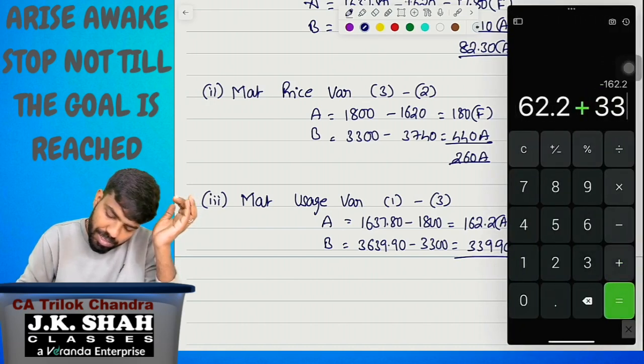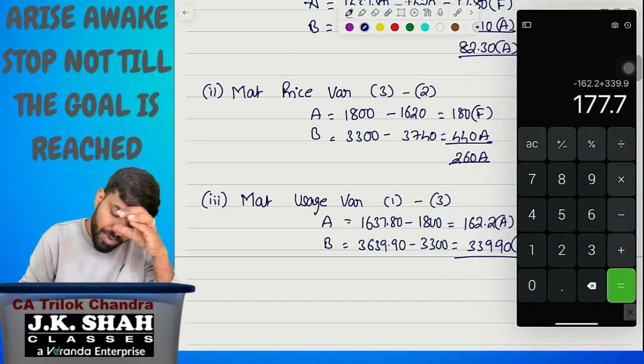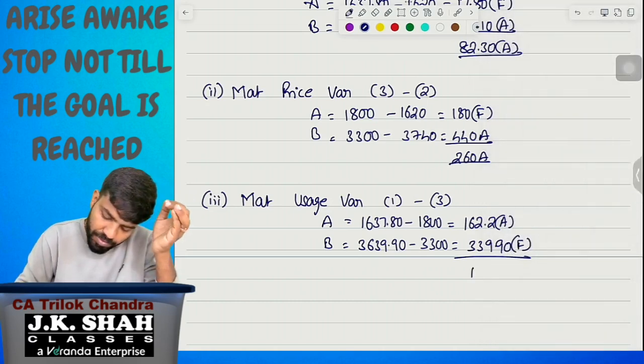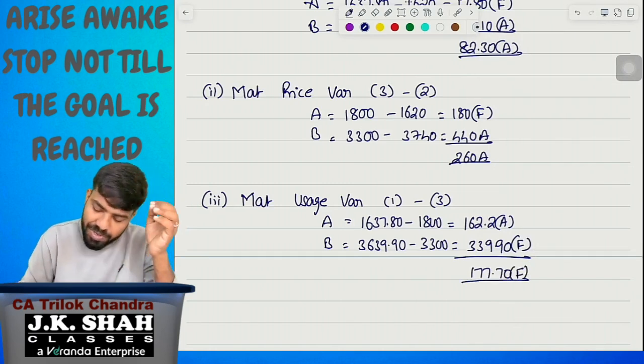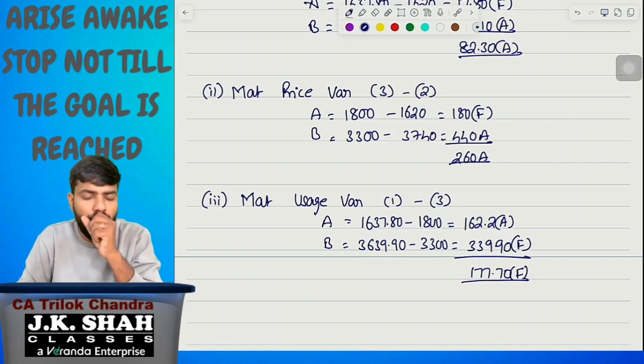So the net amount is 339.9 minus 162.2, which is 177.70 favorable. If you add favorable and adverse, we'll get the net adverse 82.30.